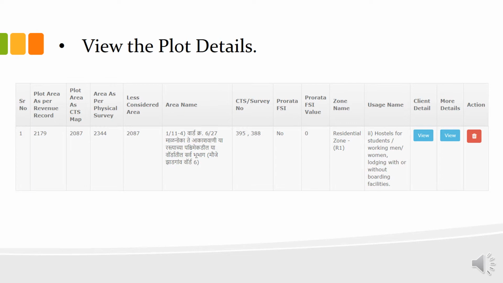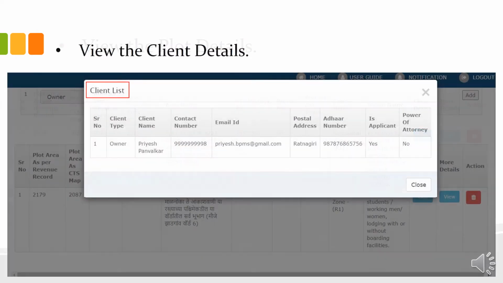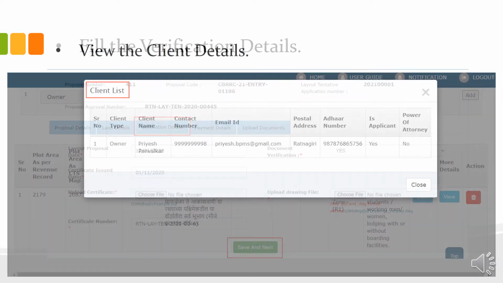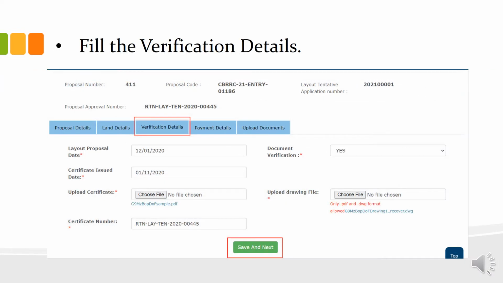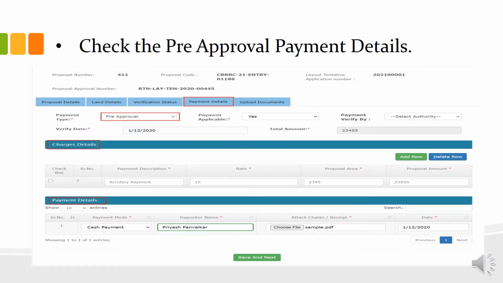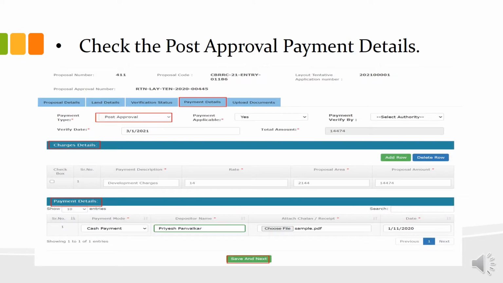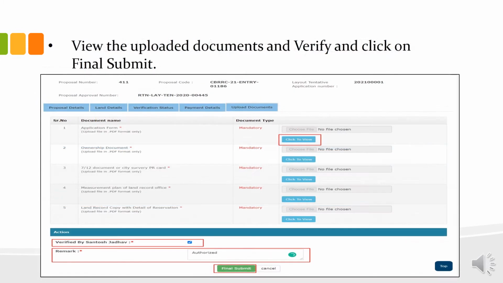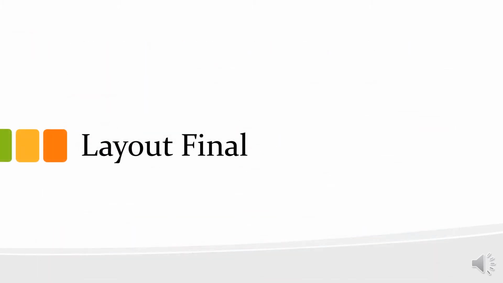View the plot details. View the client details. Fill the verification details and then click on Save and Next. Check the pre-approval payment details and then click on Save and Next. Check the post-approval payment details and then click on Save and Next. Now in Upload Documents, the authority can only view the document. The authority can verify the document uploaded by the technical architect and then click on Final Submit. Now the second service name is Layout Final under Layout Permission.